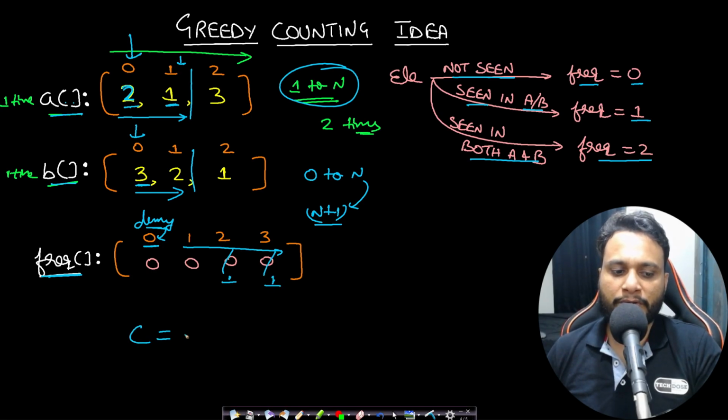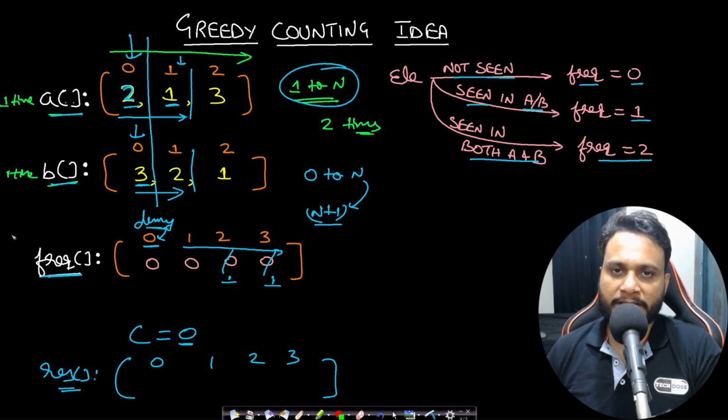I can keep a counter which will be 0. So I have to build a resultant array which will say how many elements are common until the given index i. So this will be of size n. Since the counter value is 0, that means there are no elements in common if I consider the first slice. So that is why this here will be 0.